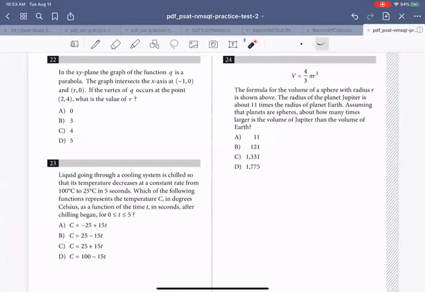Next one, pen. The graph of the function q intersects the x-axis at (-1, 0) and (r, 0). The vertex of q occurs at point (2, 4).